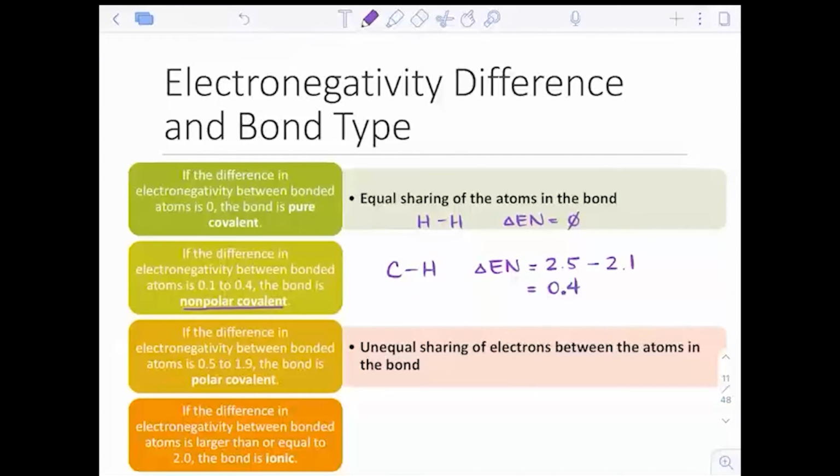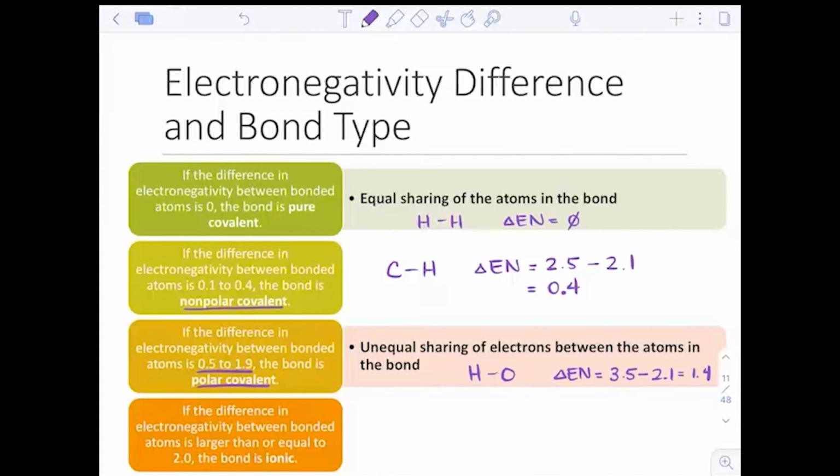Now, if the difference of the electronegativity is between 0.5 and 1.9, that's what we describe as polar covalent. That is something like HF, or even H2O. Oxygen, if we look on that electronegativity chart, is 3.5. Hydrogen, again, 2.1. That difference, 1.4. Polar covalent, unequal sharing of electrons between the atoms in the bond.